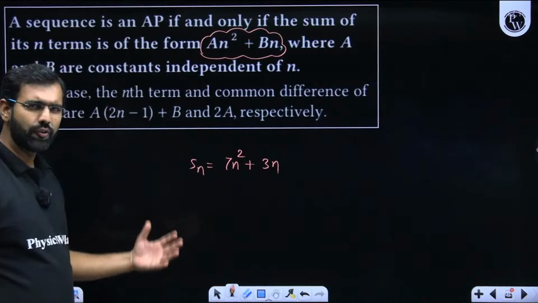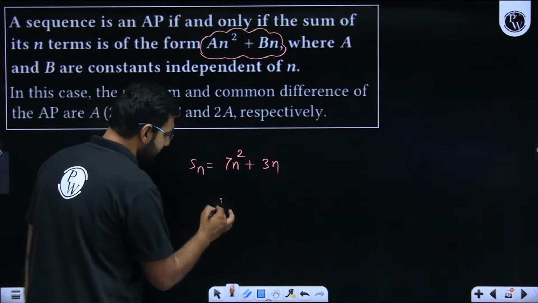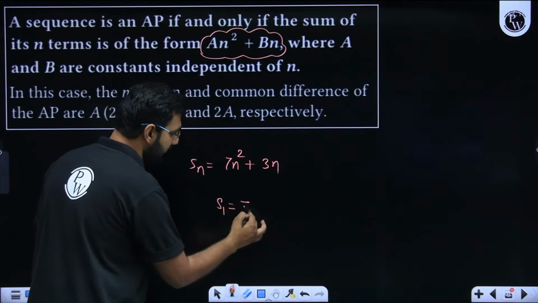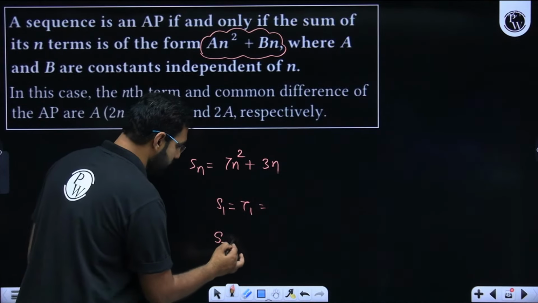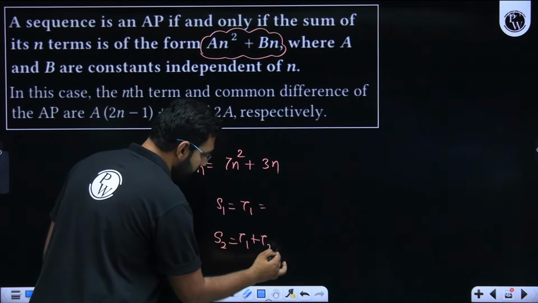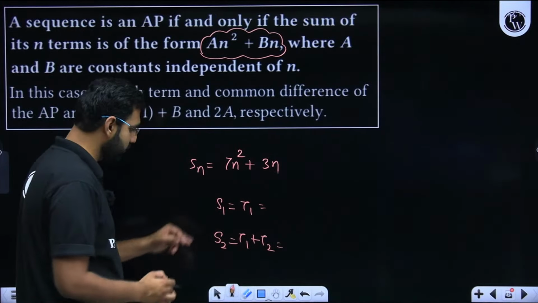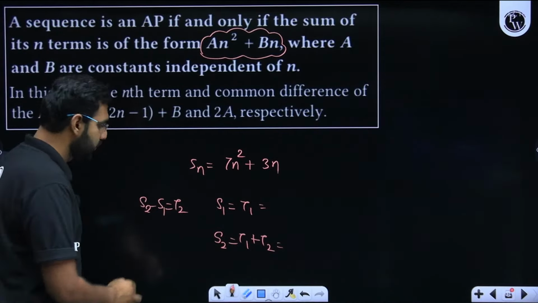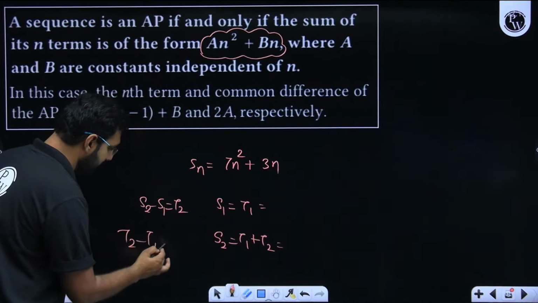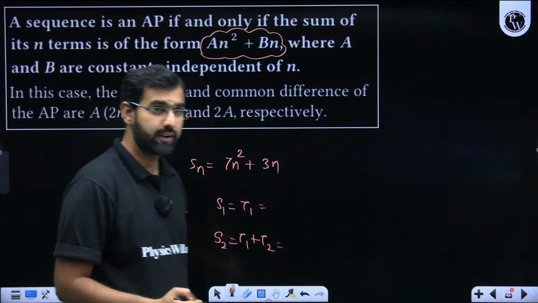And you can find the first term, second term and all, because when you replace 1 here, you will get S1. S1 means what? Sum of first term, which is term 1. If you find S2, what is S2? That will be sum of first two terms. So from S2 and S1, I hope you are understanding, S2 minus S1 will give me T2. So from T2, if I subtract T1, I'll get D. So you can find everything related to that.